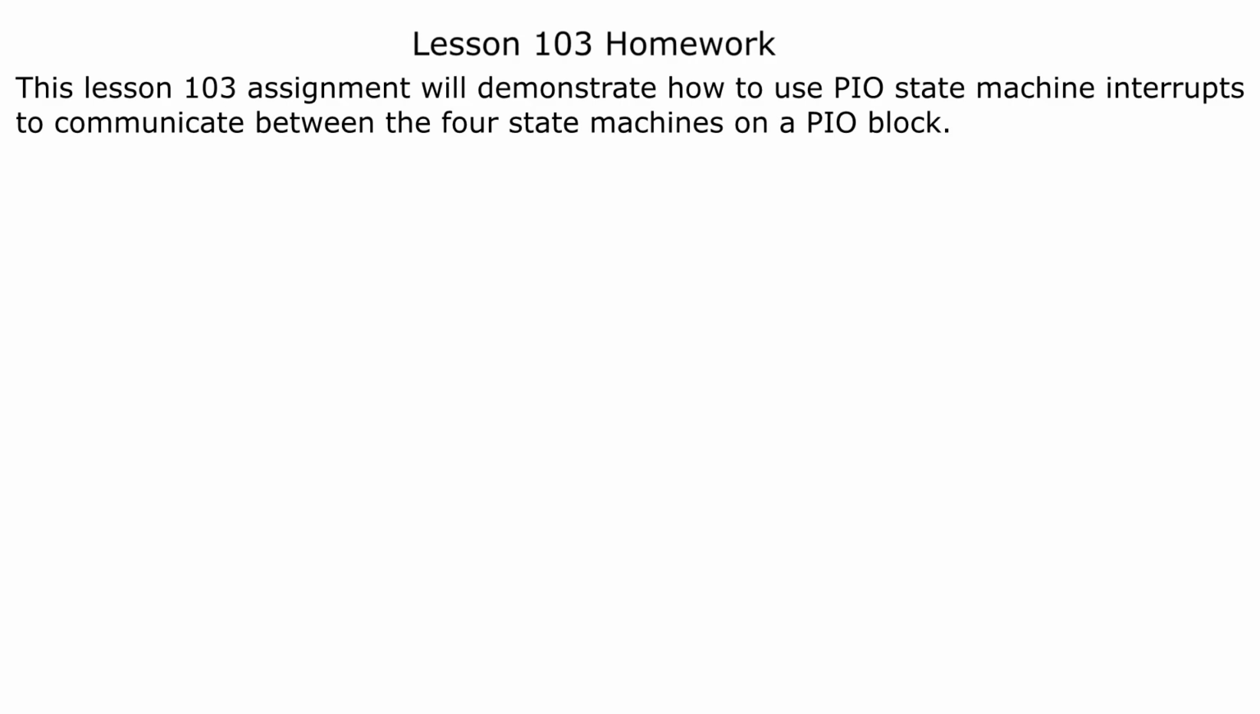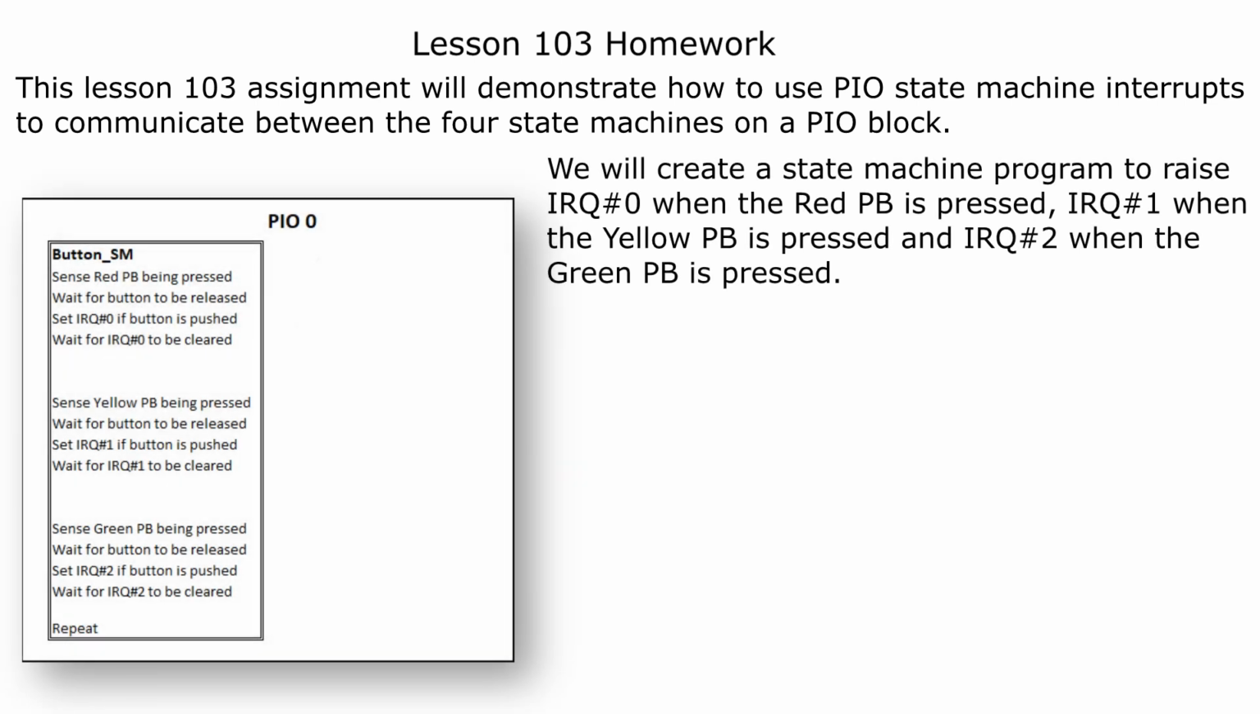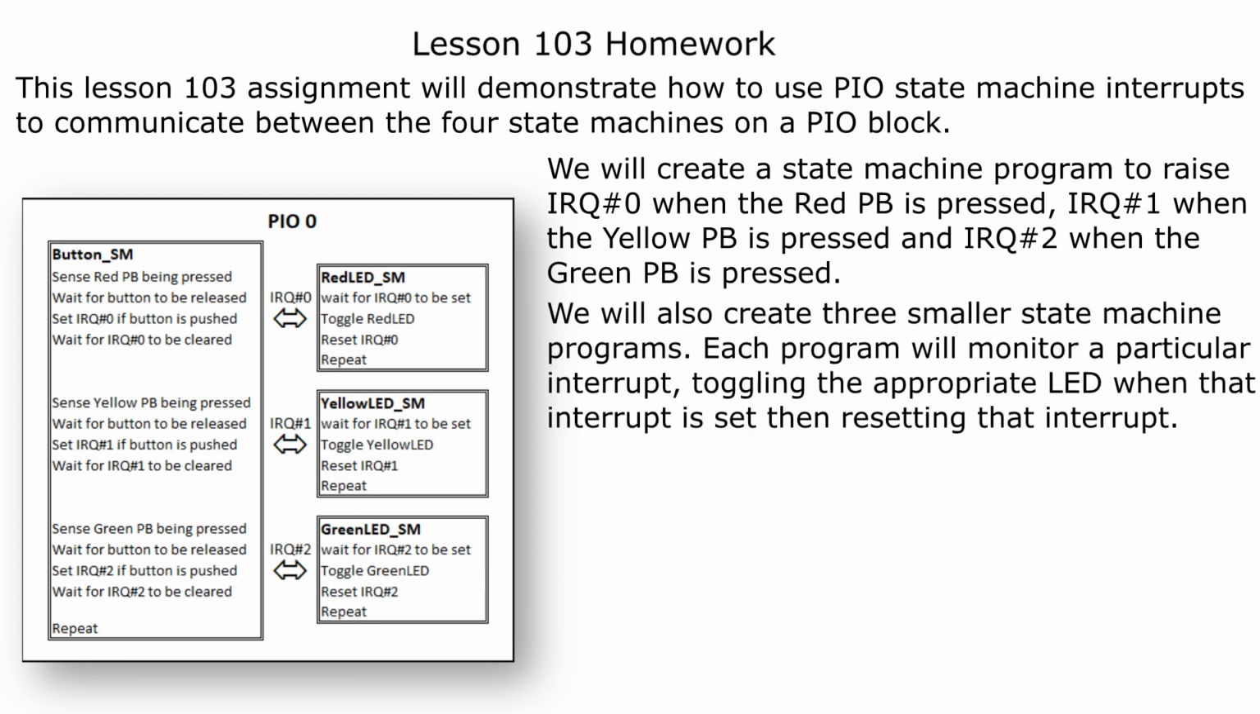This Lesson 103 assignment will demonstrate how to use PIO state machine interrupts to communicate between the four state machines on a PIO block. We will create a state machine program to raise IRQ0 when the red push button is pressed, IRQ1 when the yellow push button is pressed, and IRQ2 when the green push button is pressed. We will also create three smaller state machine programs. Each program will monitor a particular interrupt, toggling the appropriate LED when that interrupt is set, then resetting that interrupt.